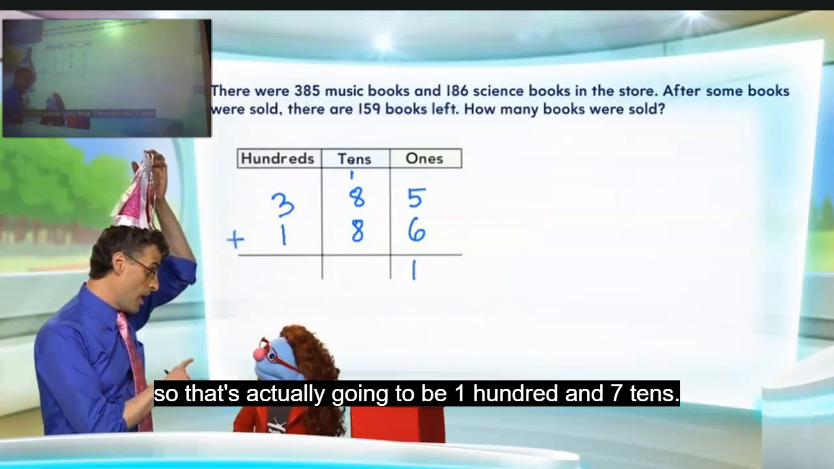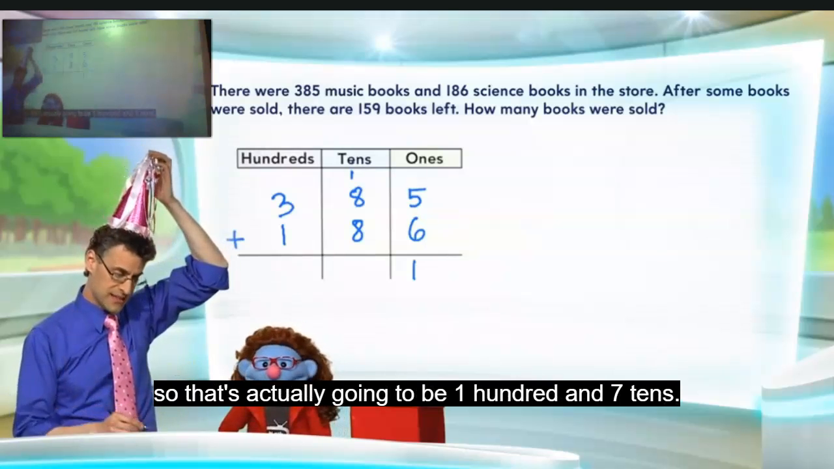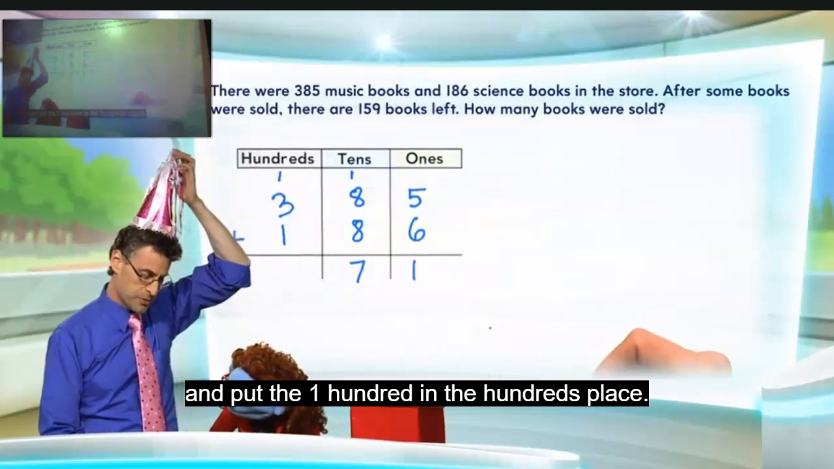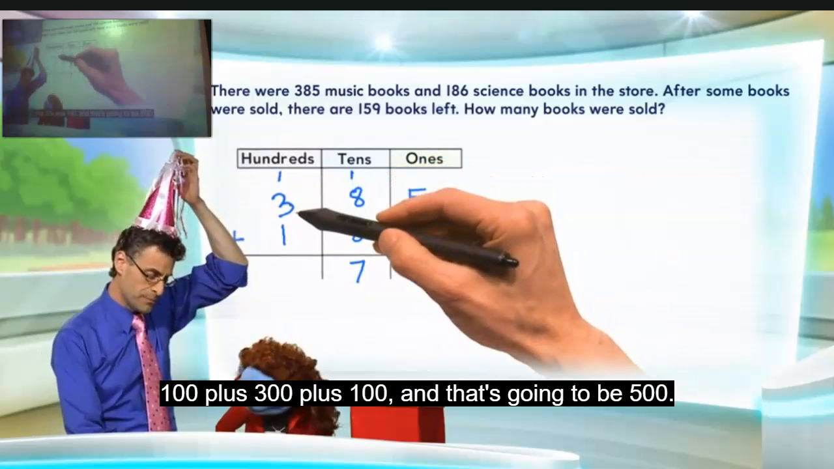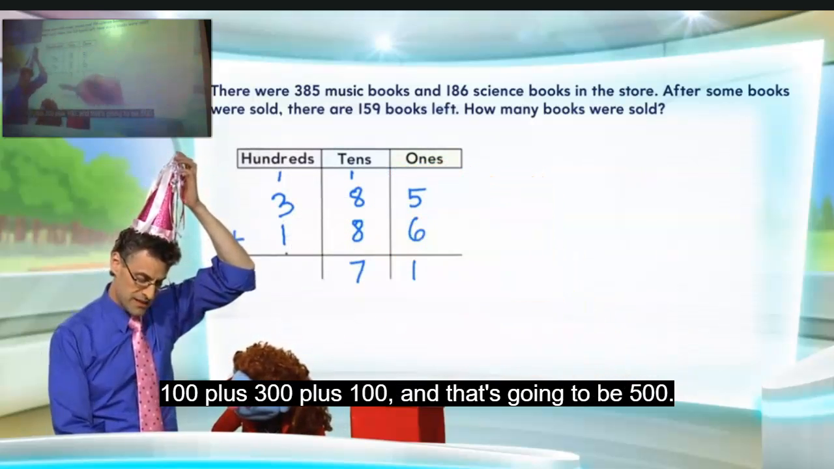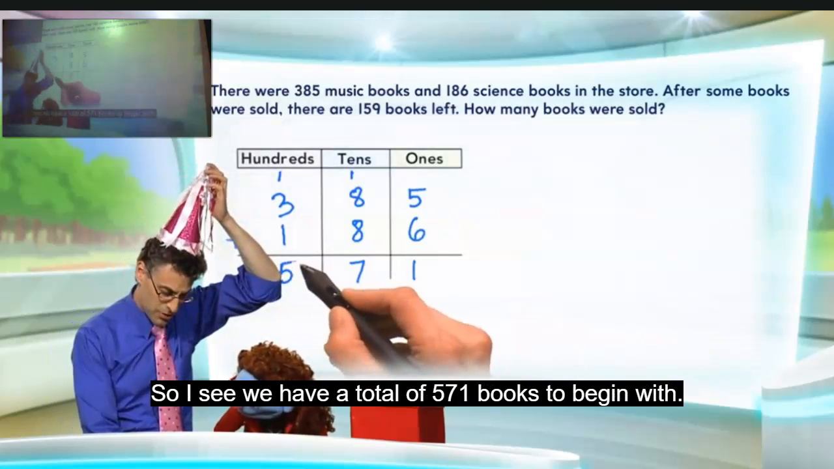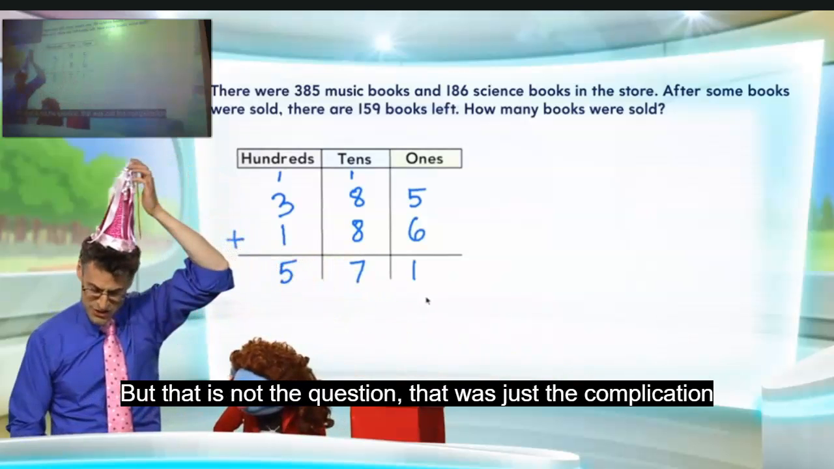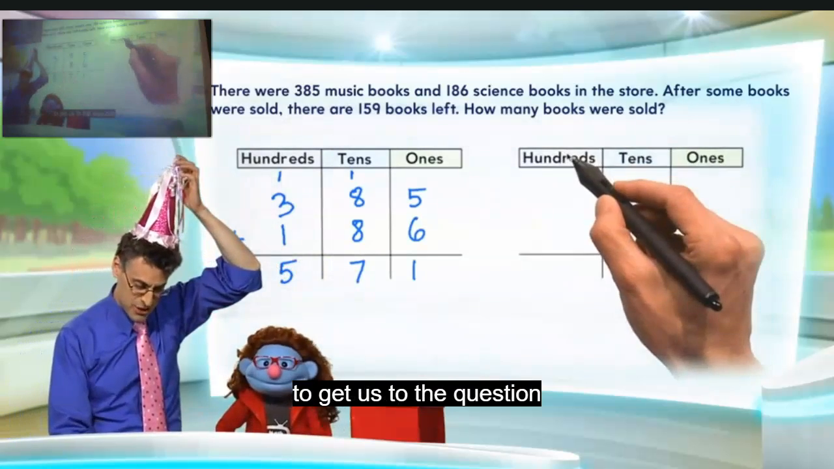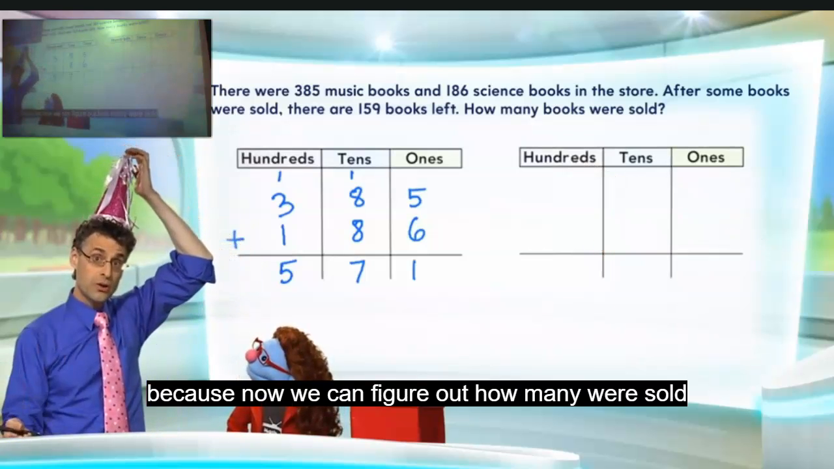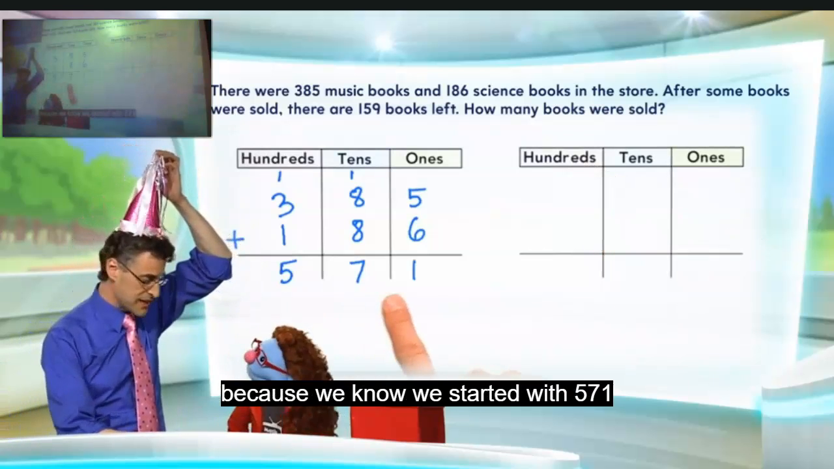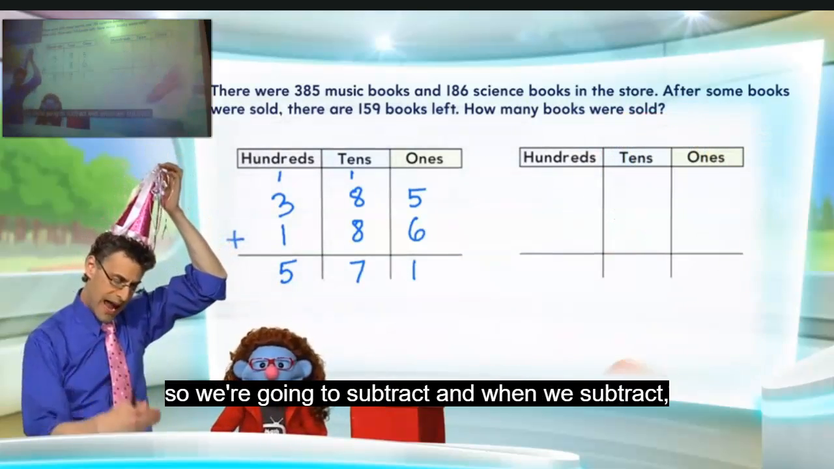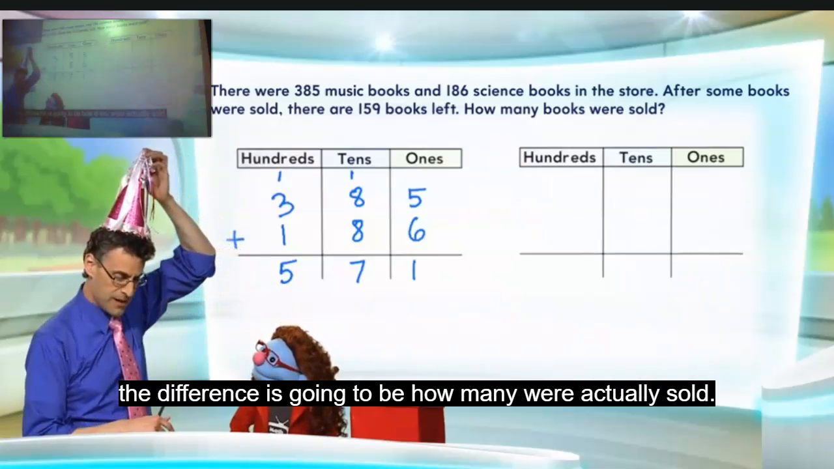So that's actually going to be 170. So I'm going to put the 7 tens here, and I'm going to regroup and put the 100 in the hundreds place. And now how many hundreds do I have? I have 100 plus 300 plus 100, and that's going to be 500. So I see we have a total of 571 books to begin with. But that is not the question. That was just the complication to get us to the question, because now we can figure out how many were sold, because we know we started with 571, right? And we know that we were left with 159, so we're going to subtract, and when we subtract, the difference is going to be how many were actually sold.